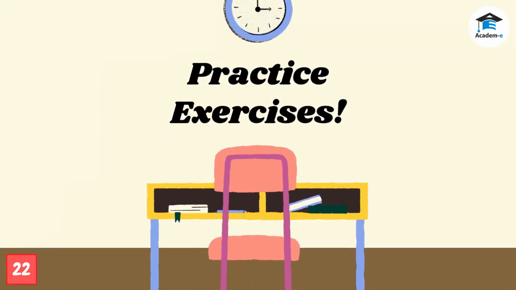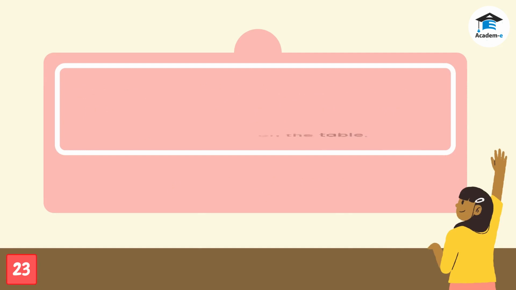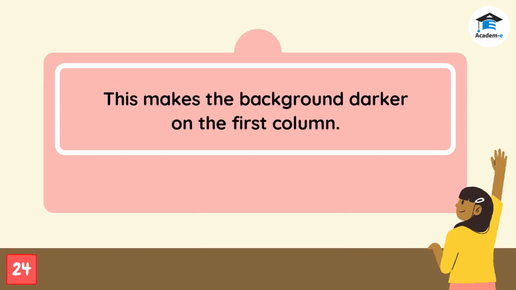Practice exercises. This is the predefined formatting settings that are used to highlight specific rows and columns on the table. The answer is table design. This makes the background darker on the first column. The answer is first column.